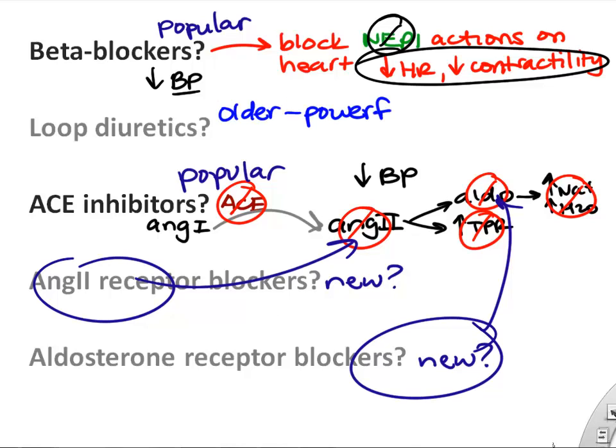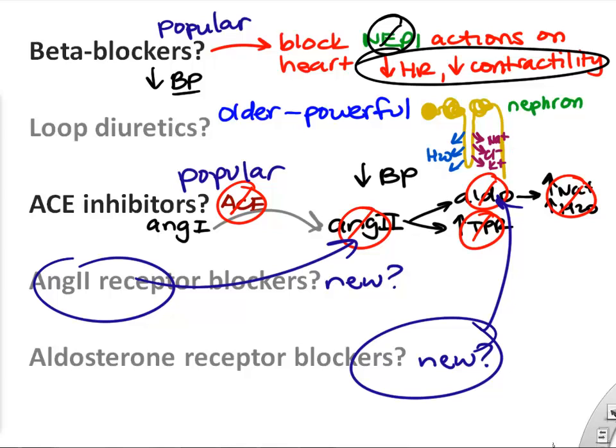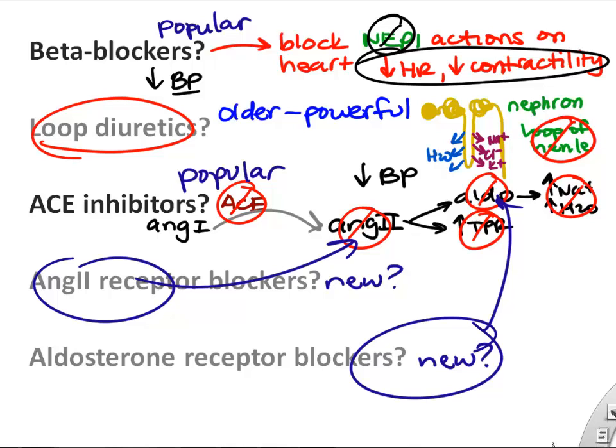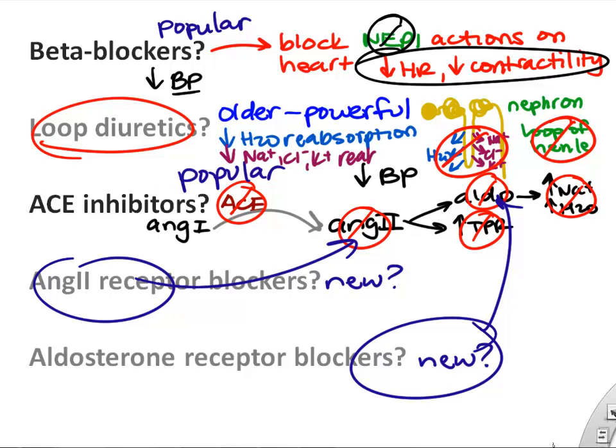An older one and very powerful blood pressure medication would be loop diuretics. Loop diuretics specifically target the loop of Henle. That's why they're called loop diuretics. And the loop of Henle's job is to reabsorb water and salt. And so if you block the loop of Henle with the loop diuretics, you don't reabsorb that water and you don't reabsorb that salt, and you end up peeing it out. And so these are very powerful. If you take loop diuretics, you end up peeing a lot, getting rid of that salt and that water, which is what causes your blood pressure to go down.